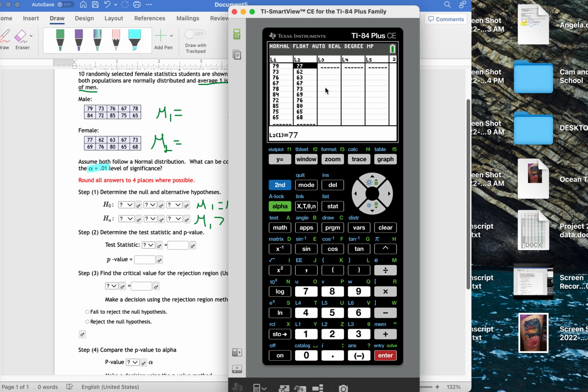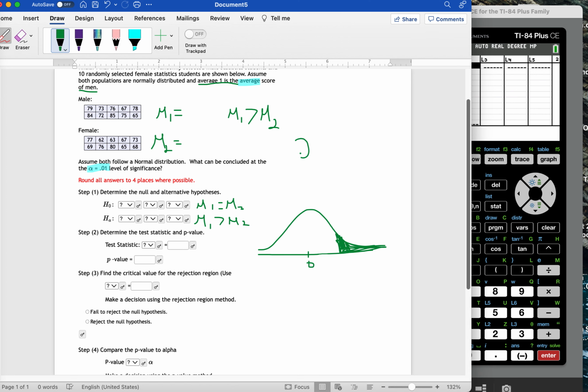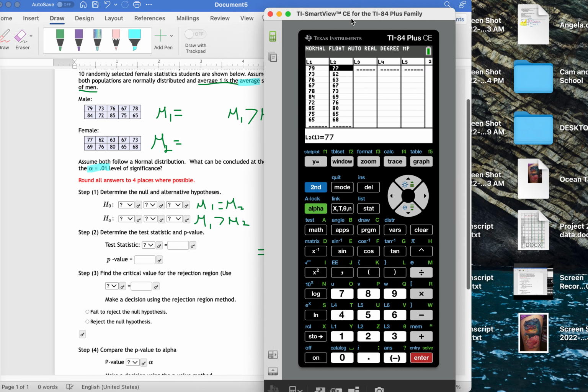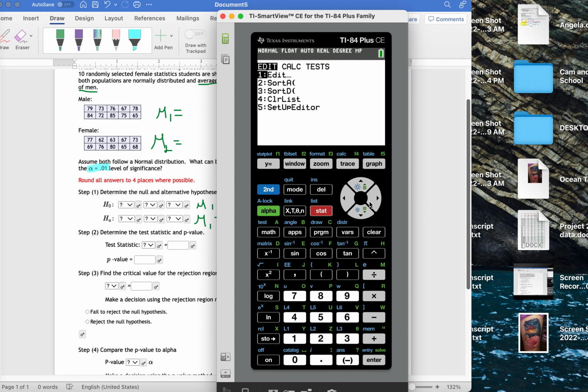Once you have your numbers entered in, we're going to do a 2-sample t-test. And we're doing a 2-sample t-test because we do not have the standard deviation from the population. We only have it from the samples. So I'm going to go to Stat again and over to Tests, and I'm going to choose 2-sample t-test.